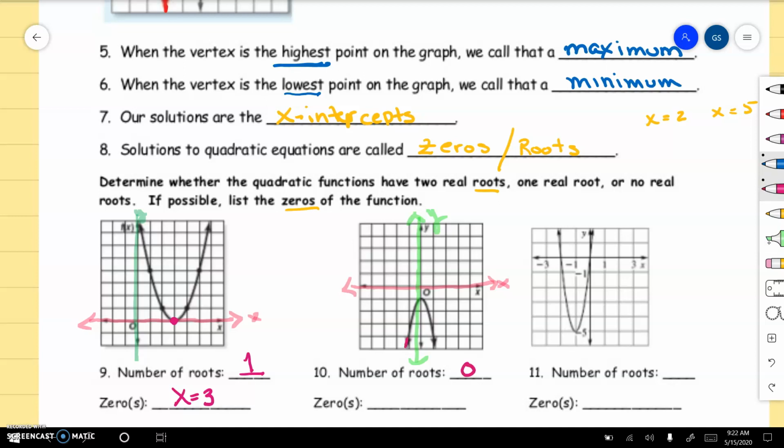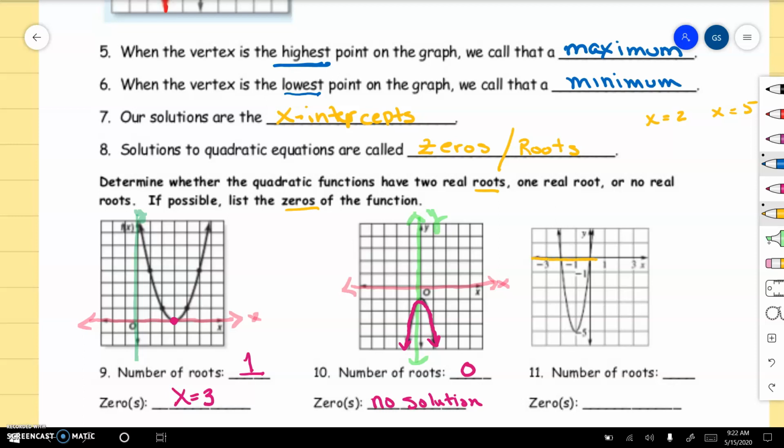You see this parabola here? It never makes it up to the x-axis. Okay, so the zeros, there are none. It's no solution. Okay, we've done no solution before. Okay, next one.